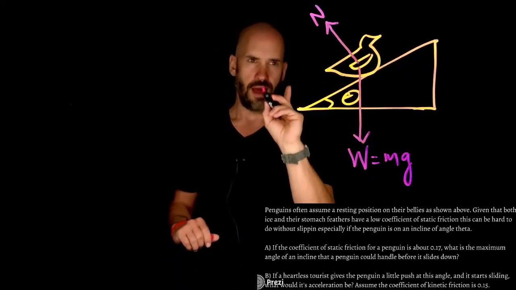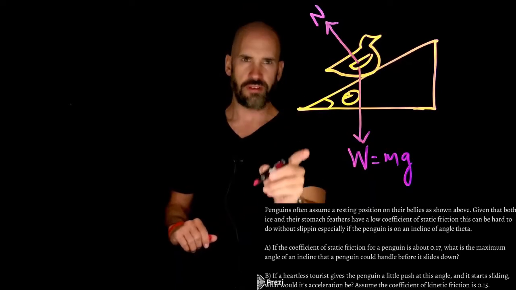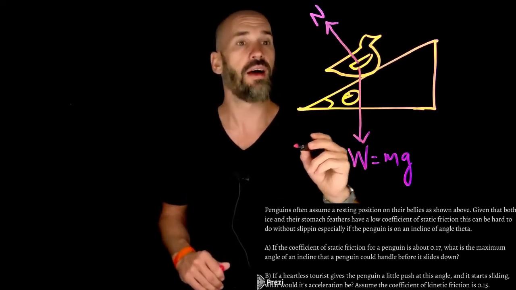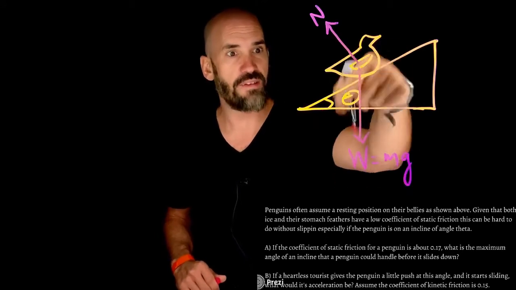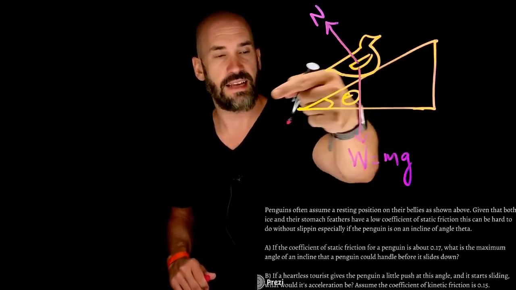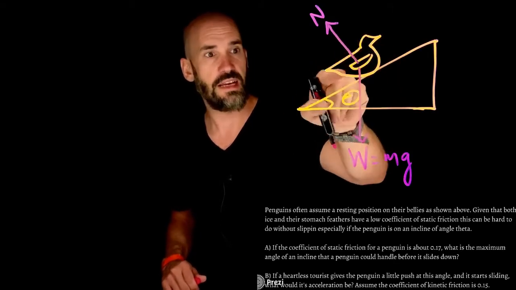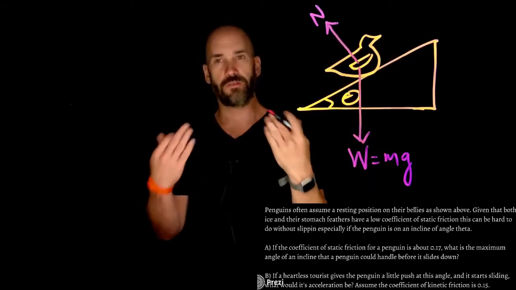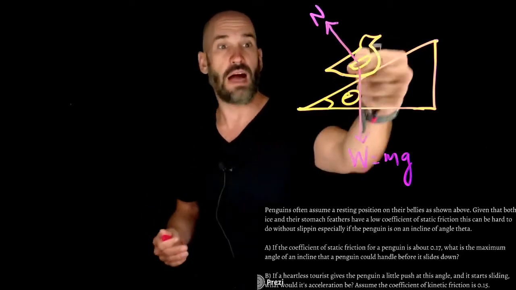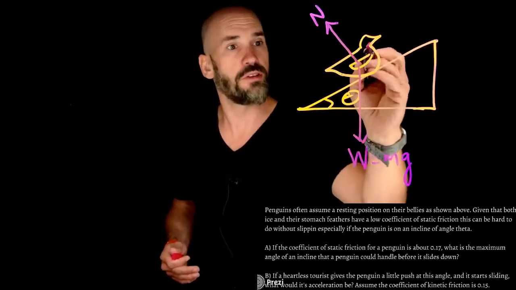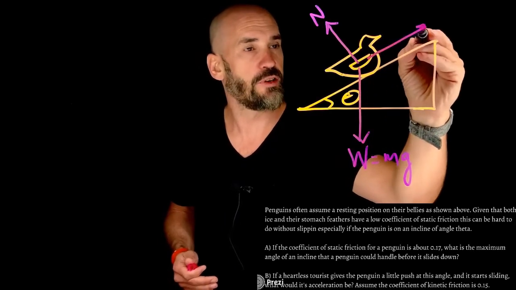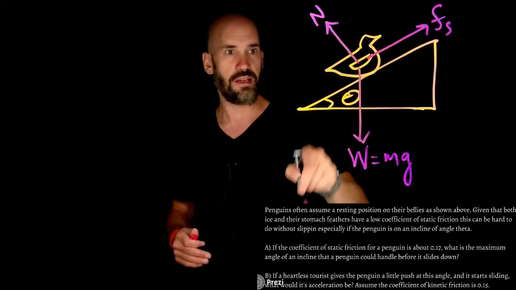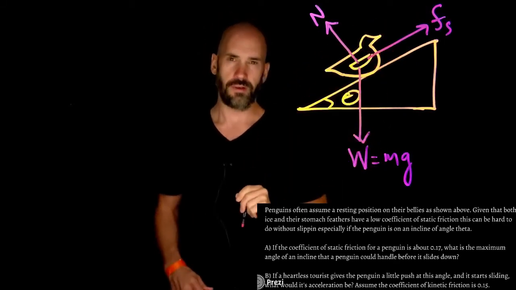Now, are we missing anything? The answer is obviously yes, because gravity is going to make this guy want to slide down. This component of gravity that's in this direction is going to want to make this poor penguin slide down. And so what opposes that? The frictional force. What must be the direction? Well, opposite the motion that it wants to go. So you're going to have a frictional force, static friction. I'll put a little S for static friction, that applies up the plane right here.